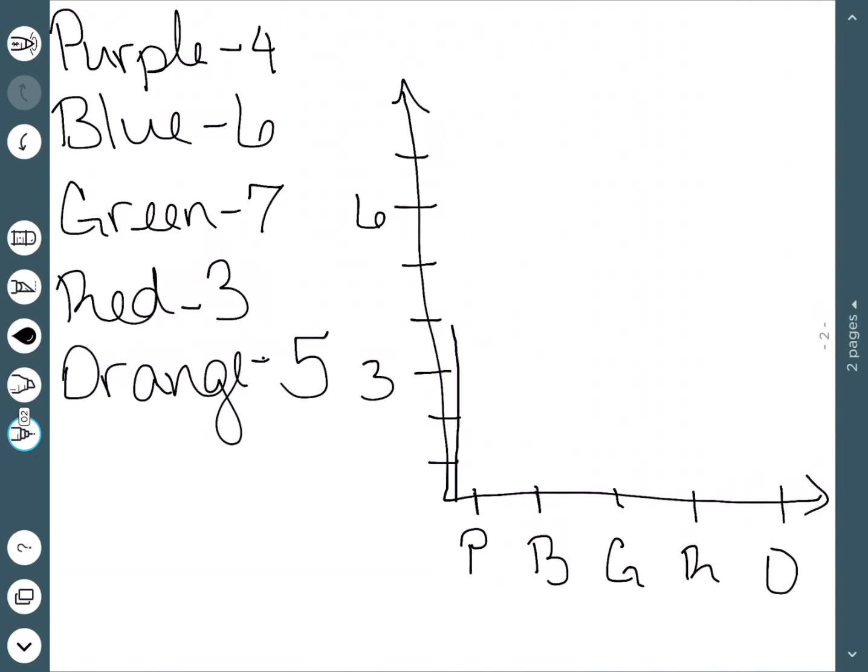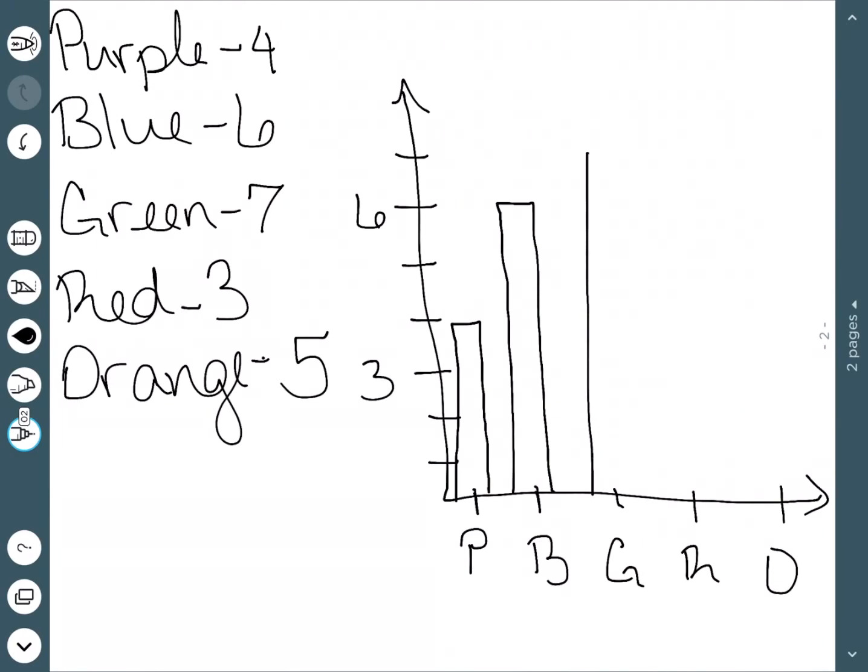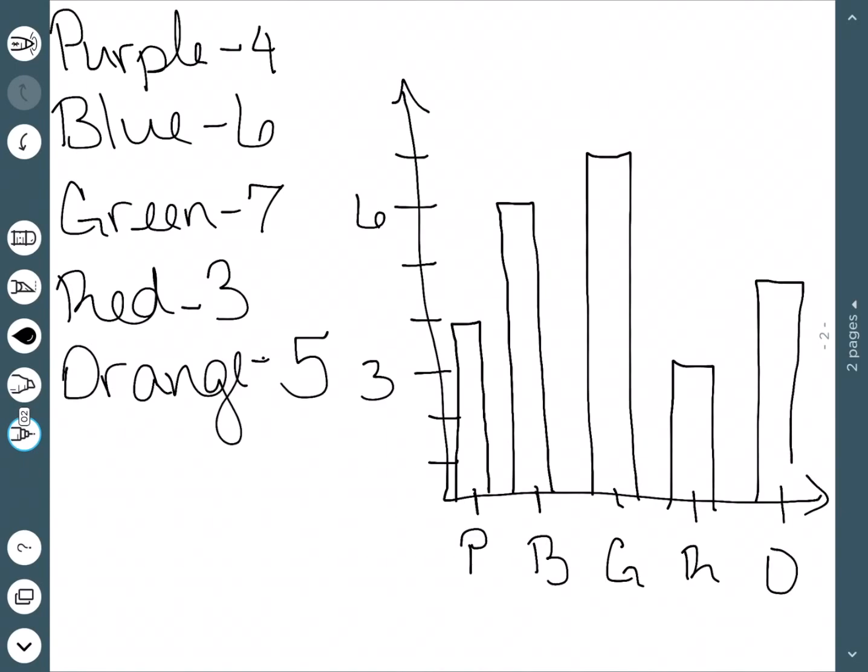4 people said purple, so we'll draw a bar up to 4. Blue was 6, so we'll go up to 6. Green is 7, so we move all the way up to 7. Red is 3. And then orange was 5. So we have our bar graph.